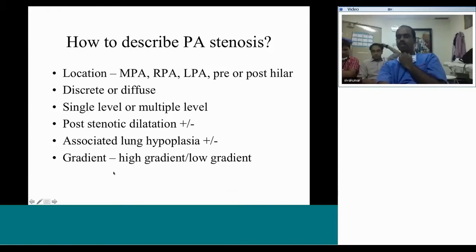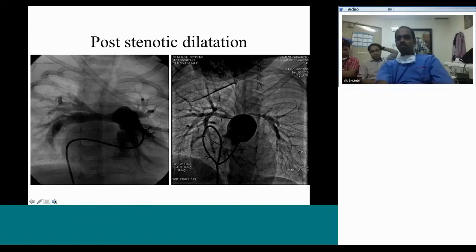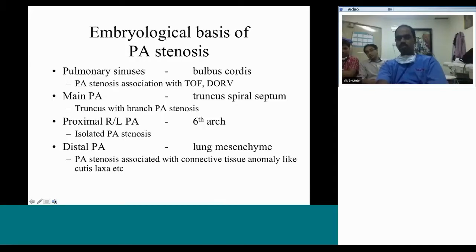And then finally you will tell what is the gradient. So let us talk about all these issues. Post-stenotic dilatation: this is an example of an RPA stenosis with post-stenotic dilatation, whereas this has no post-stenotic dilatation at all. If you use narrowing, there is no post-stenotic dilatation. So you need to mention whether there is a post-stenotic dilatation or not.